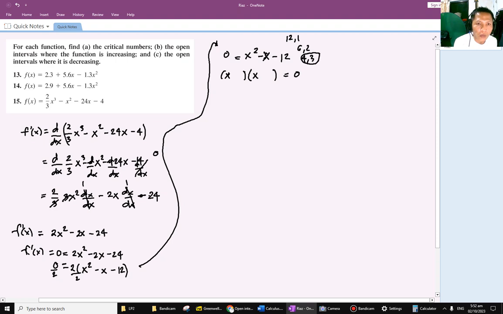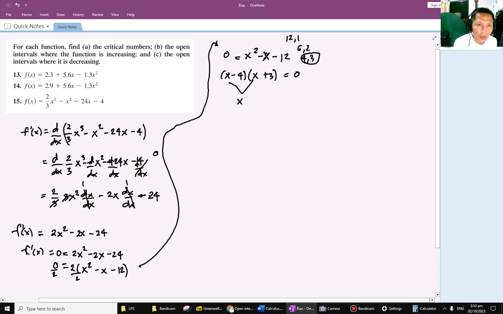Why? Because 4 minus 3 will give you a negative 1 or a positive 1. So if this is a negative, therefore the 4 should be a negative. So you will say x minus 4, x plus 3. Okay? So that's the trial and error. 4 times 3 is negative 12. So we can double check.